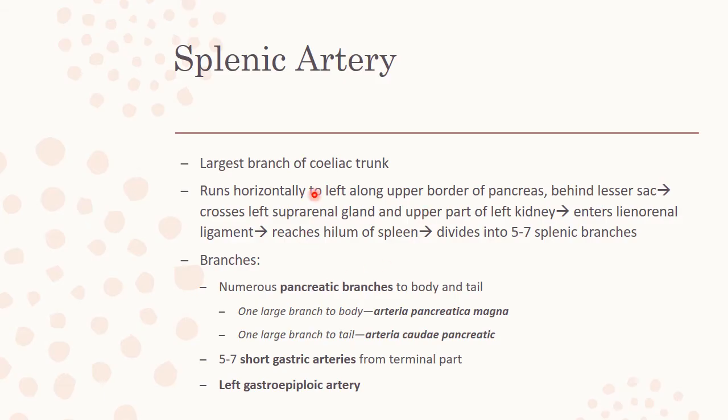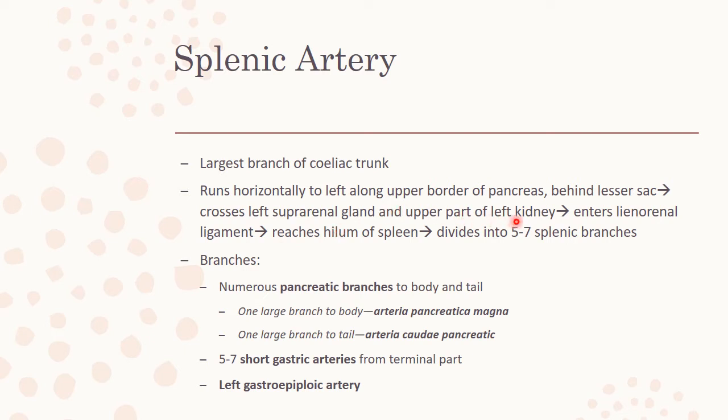The next major branch of the celiac trunk is the splenic artery. The splenic artery is the largest branch of the celiac trunk, which runs horizontally to the left. So we can see that we had one major branch which was going to the right, which was the common hepatic, and we have the splenic now, which is running horizontally to the left along the upper border of the pancreas behind the lesser sac.